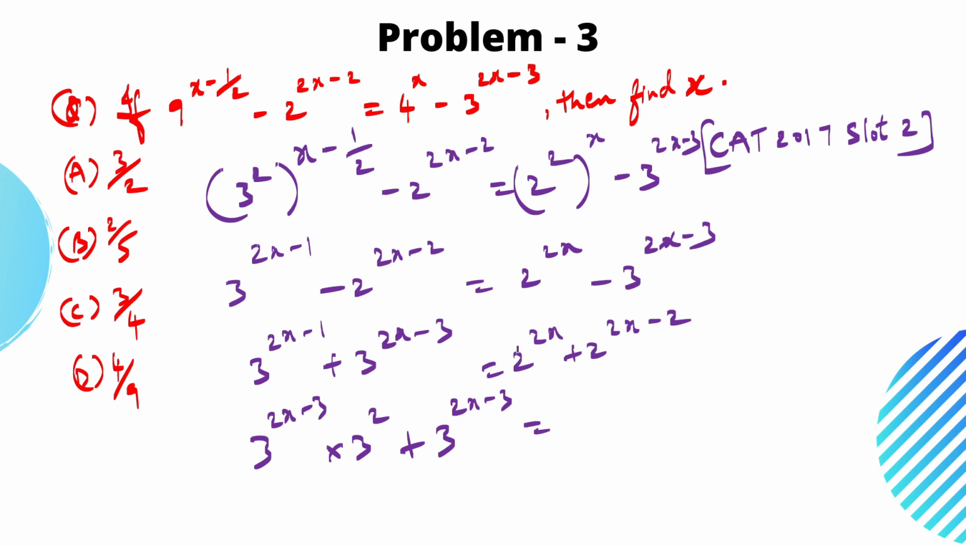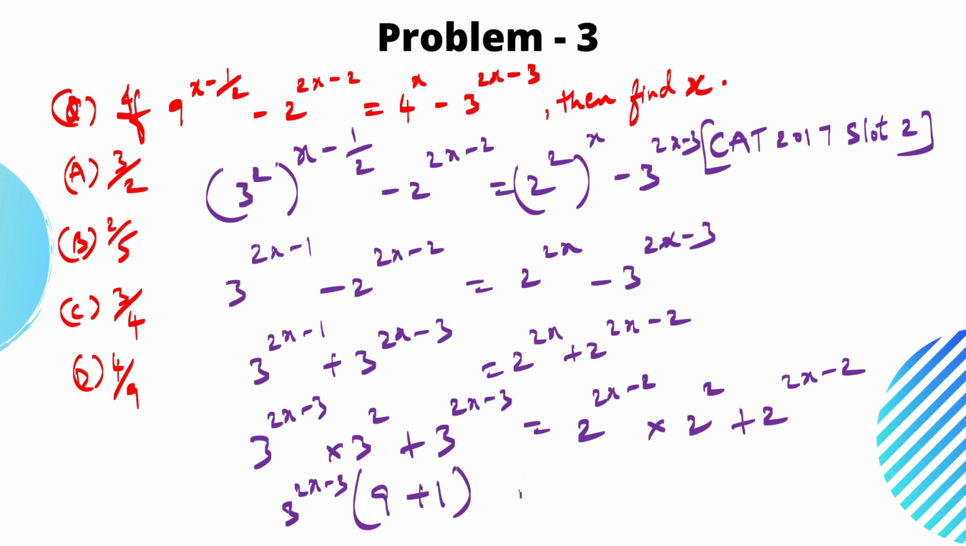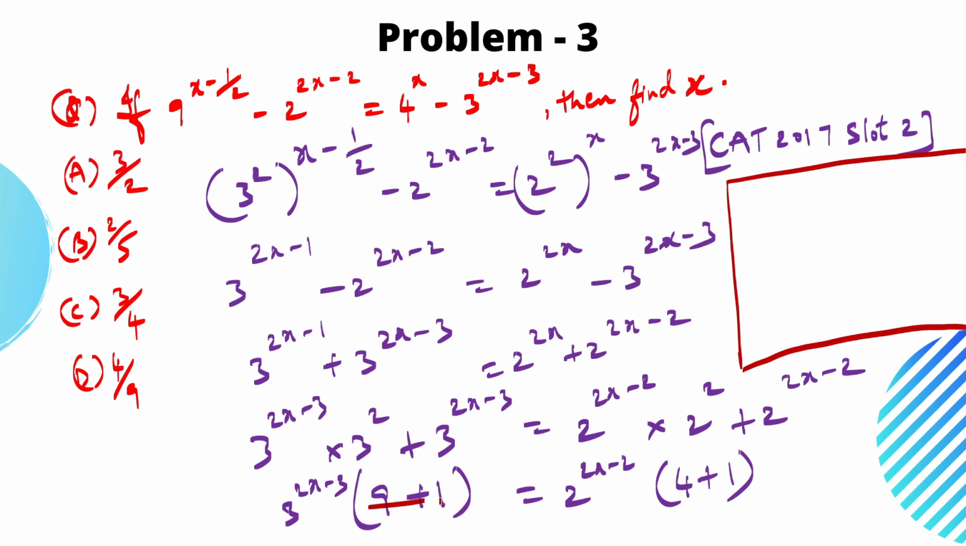On the right hand side we will do the same thing. We will make 2 power 2x as 2 power 2x minus 2 into 2 square plus 2 power 2x minus 2. Fine. So we can take 3 power 2x minus 3 as common. So here we have 3 square can be written as 9 plus 1. This is equal to 2 power 2x minus 2. We are taking this common. So 2 square is 4 plus 1. So let me write it here. So if we observe 9 plus 1, this is 10, and 4 plus 1, this is 5. So here this will be 1 and this will be 2.